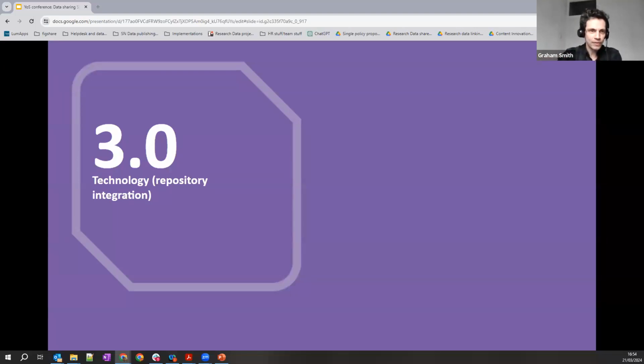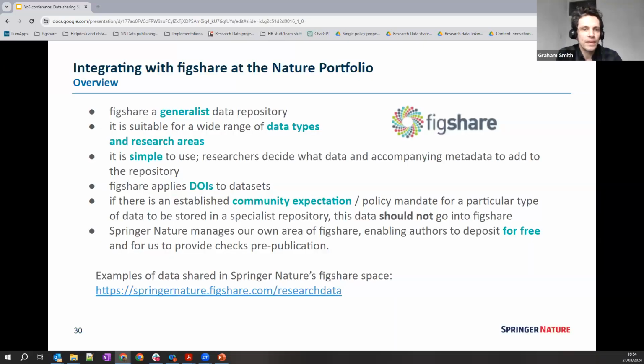Okay, and the final element that I want to talk about is this idea of technology. So we've integrated the Figshare data repository with the Nature portfolio journals. This is a generalist data repository, so it's very widely applicable. Again, there's this real focus on making it simple to use, with the idea that if we do this, authors will naturally take it up without really having to change the motivations that much, without having to introduce a new policy around it. Again, if there's a community standard or a community expectation, we want to continue to reflect this.